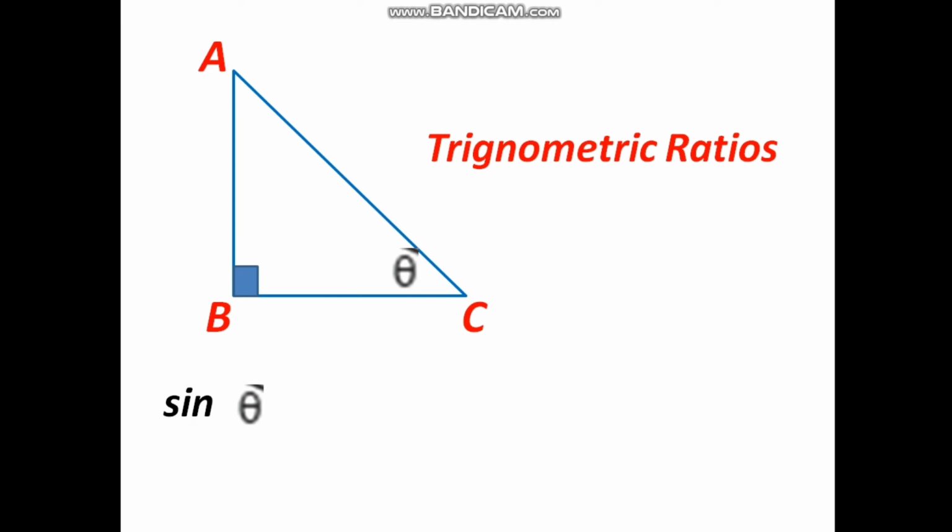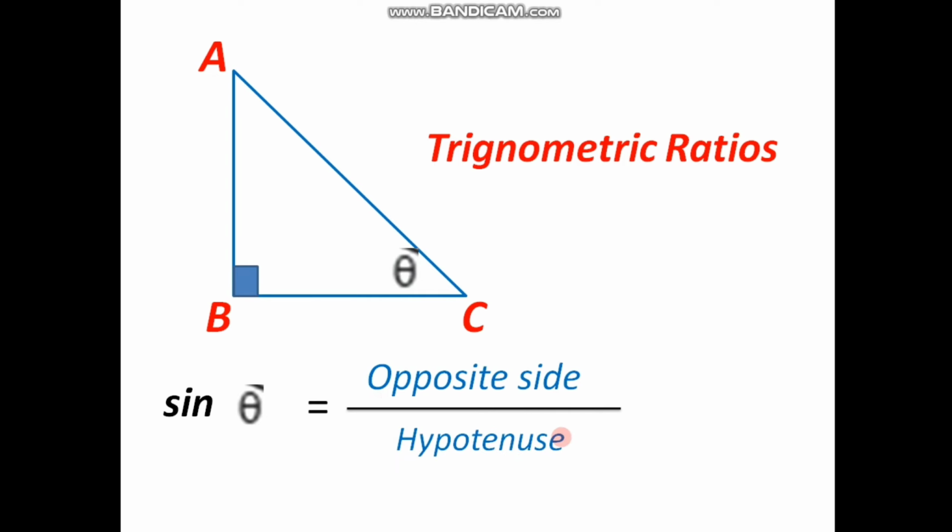So the first trigonometric ratio is the sine theta, which shows the relation between the side opposite to it and the hypotenuse. So this sine theta is equal to the opposite side divided by hypotenuse.